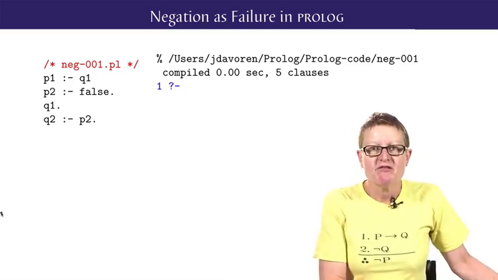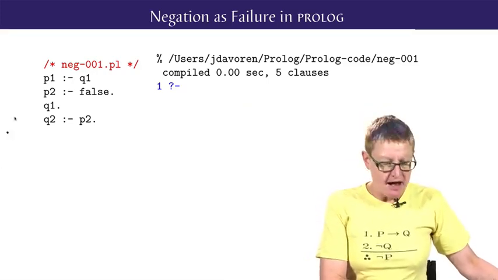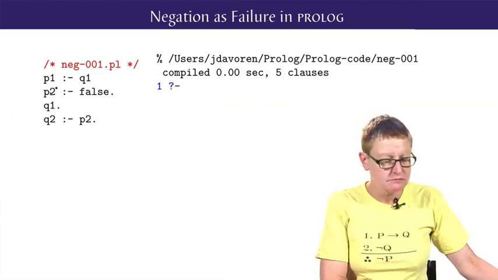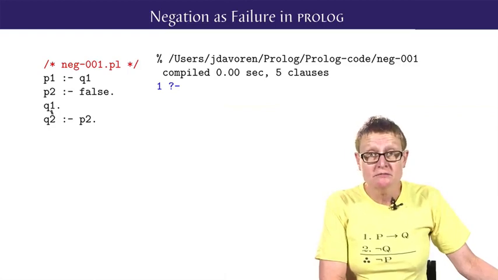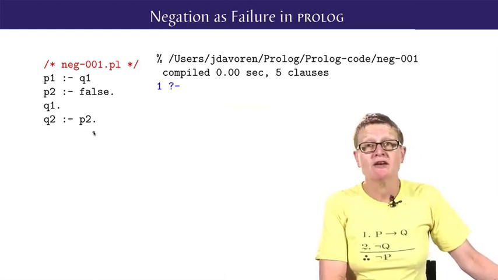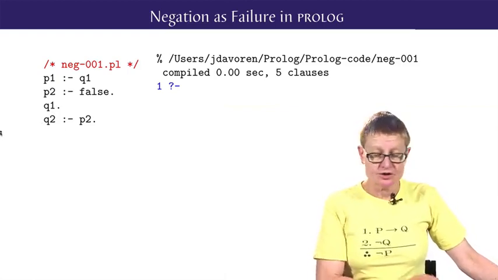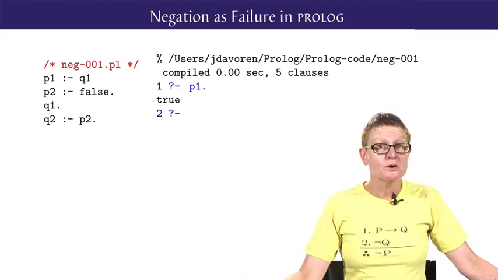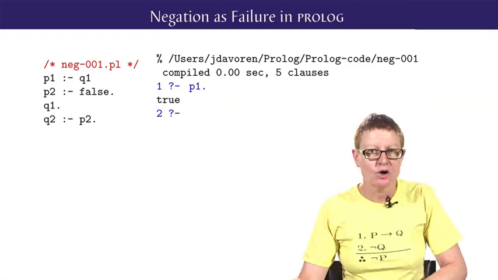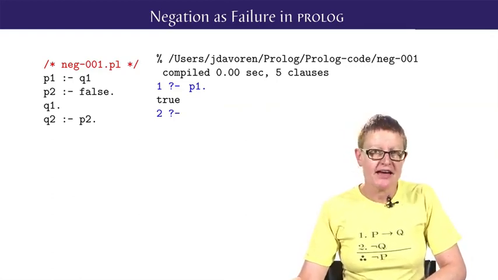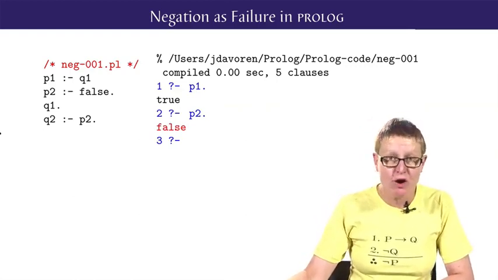Consider the logic program involving 4 atoms, P1, P2, Q1, Q2. Its clauses are P1 if Q1, the tautology P2 if false, the fact Q1, and last Q2 if P2. Let's query the 4 atoms in turn. First, the query for P1 is answered true, which should be clear from the program clauses P1 if Q1 and the fact Q1. Next, the query for P2 is answered false.